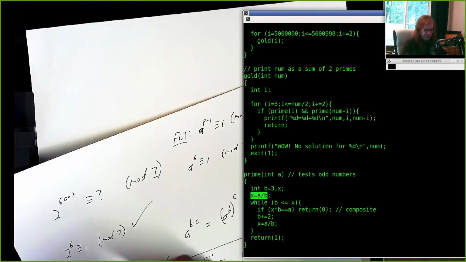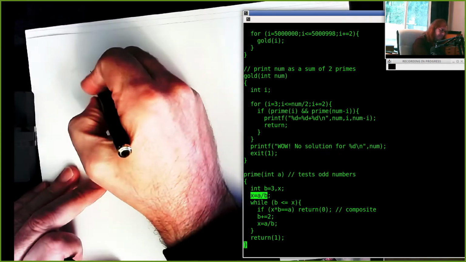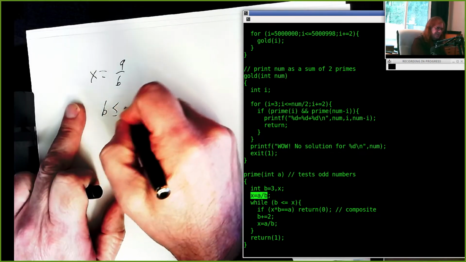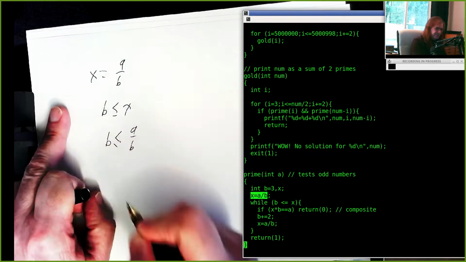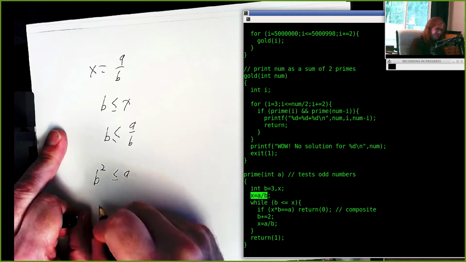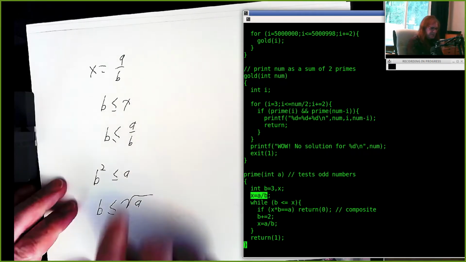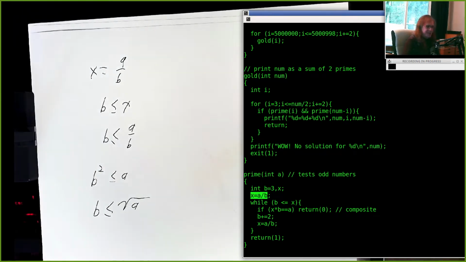I'm doing X equals A over B. If I'm doing B less than or equal to X, that means B is less than or equal to A over B. Everything's positive. That means B squared is less than or equal to A. That means B is less than or equal to the square root of A. So this is a way to know when to stop my test, without having to calculate square roots and deal with floating points and all that kind of stuff.